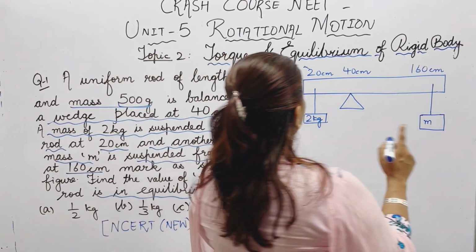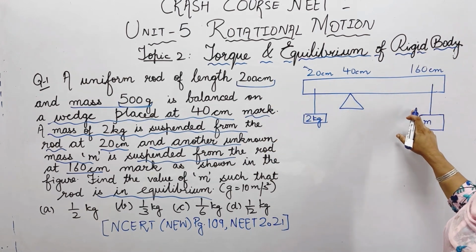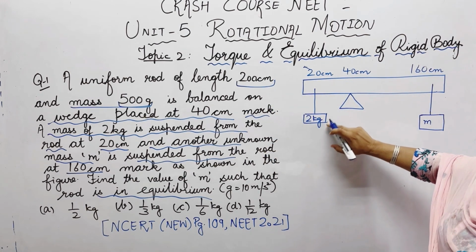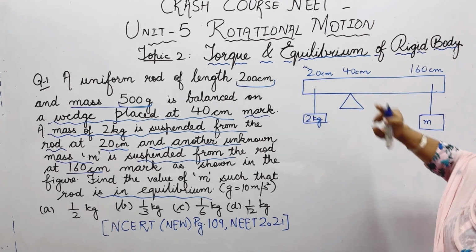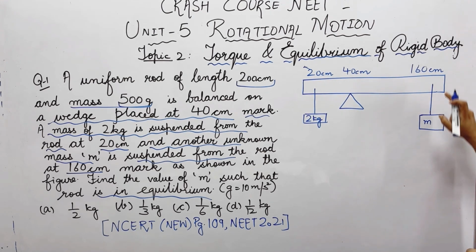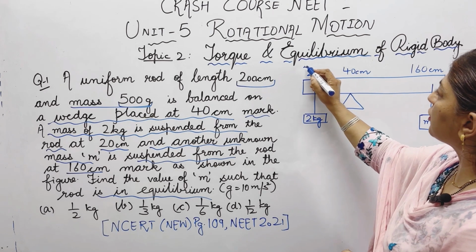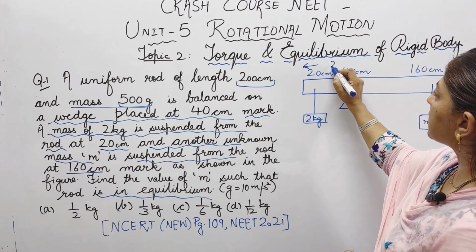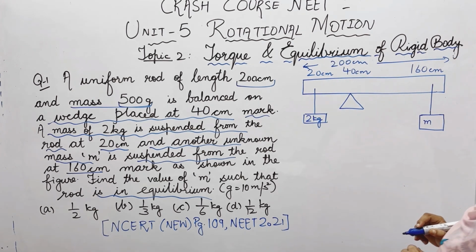So this is the figure that has been provided, and whatever is there in the statement is depicted in this figure. The 2 kg mass is being hung at the marking 20 centimeter. This is the wedge at 40 centimeter and this is the mass at marking 160 centimeter. Along with that, this rod is of length 200 centimeter.